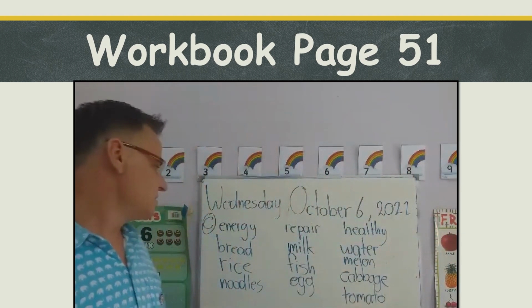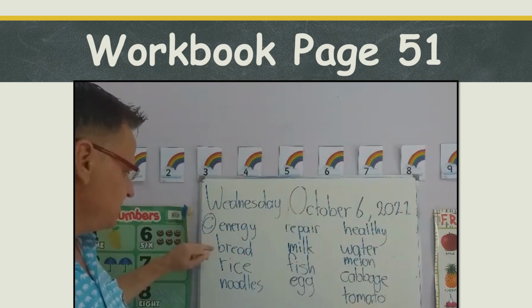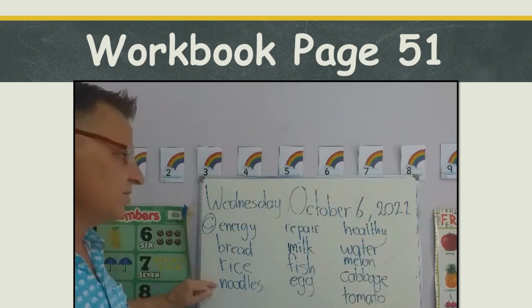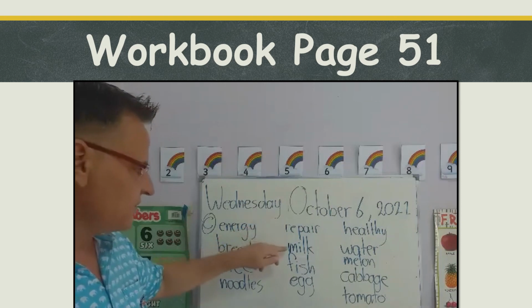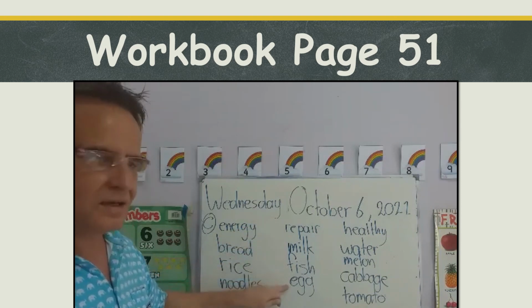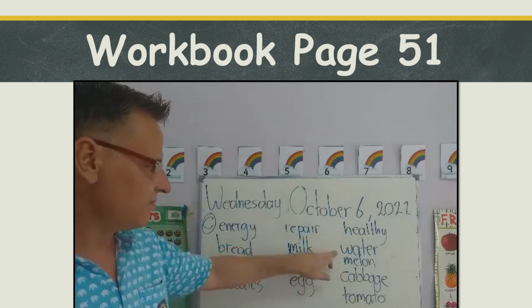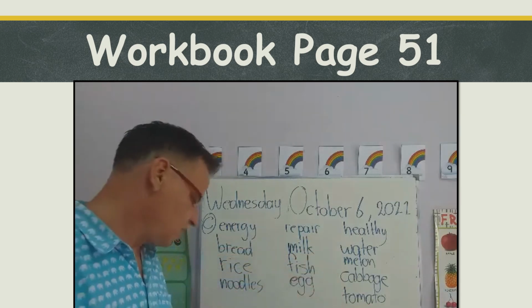Tomato. So one more time, under energy you should have bread, rice and noodles. Under repair you should have milk, fish and egg. And under healthy you should have watermelon, cabbage and tomato.